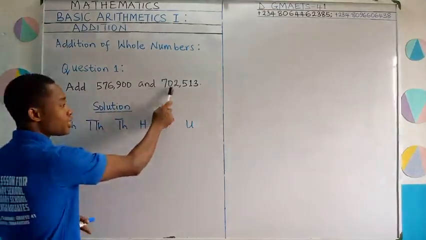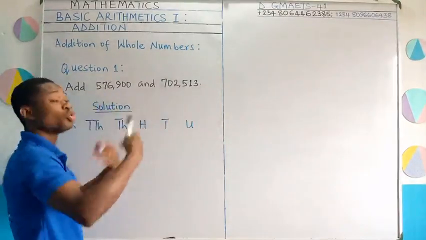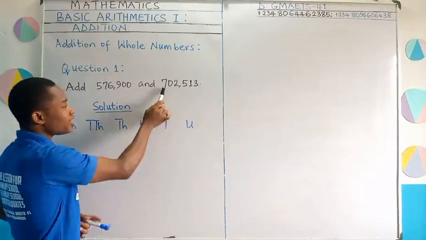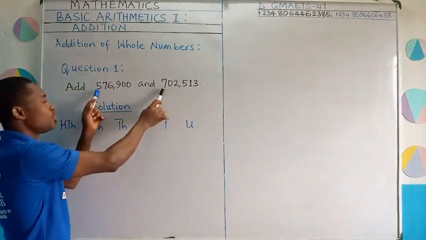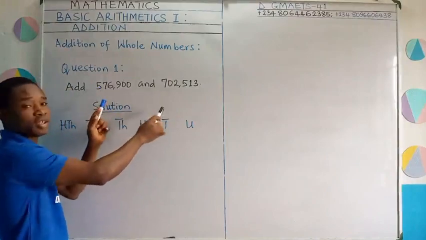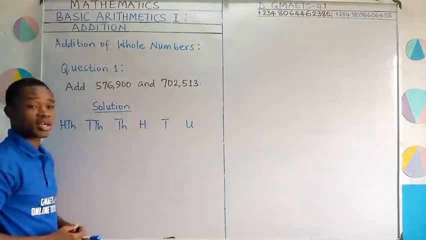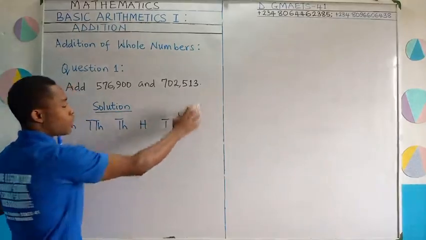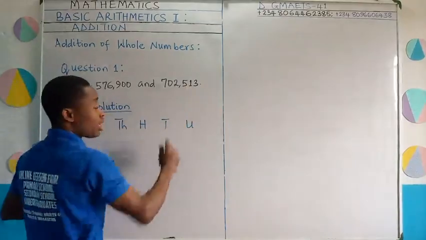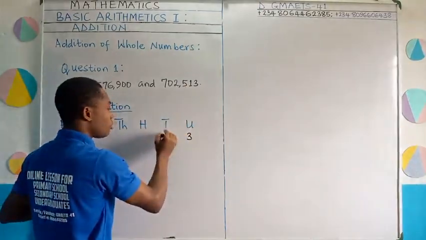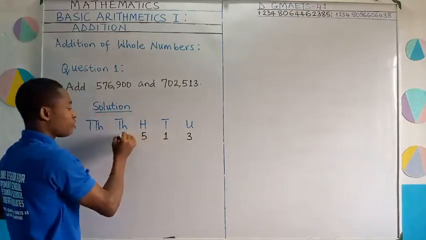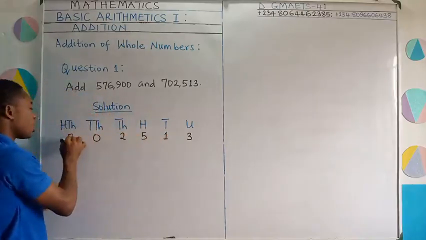702,513. I've told you why this is greater. Both of them are in hundreds of thousands. Now if you pick their highest place value digits, this is 5, this is 7, and both of them are 100,000 in place value. So this 7 is greater. I'll fill up this digit first under this place value. I like starting with the unit side, so 3 will come here. 1, we have 5, 2, 0, and 7.